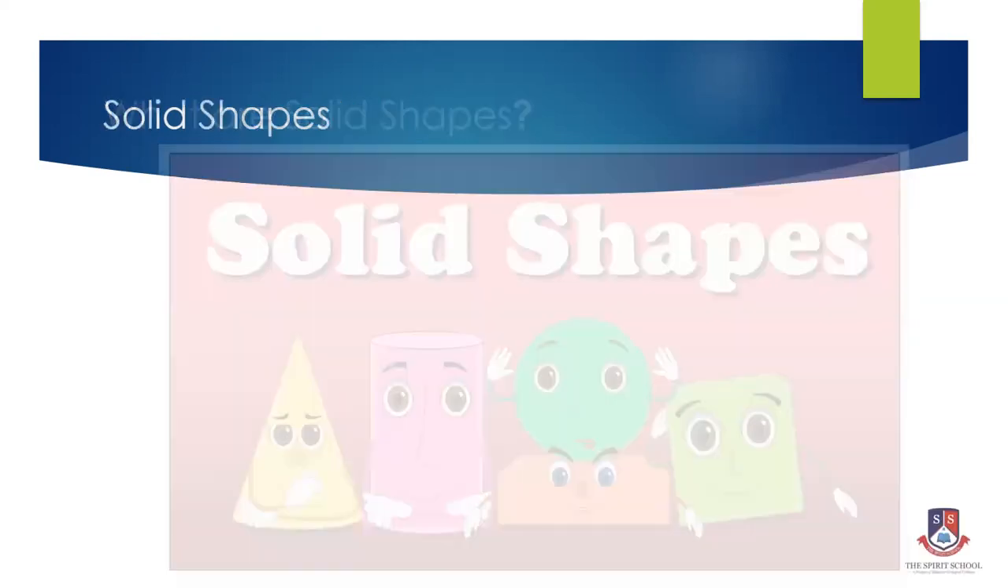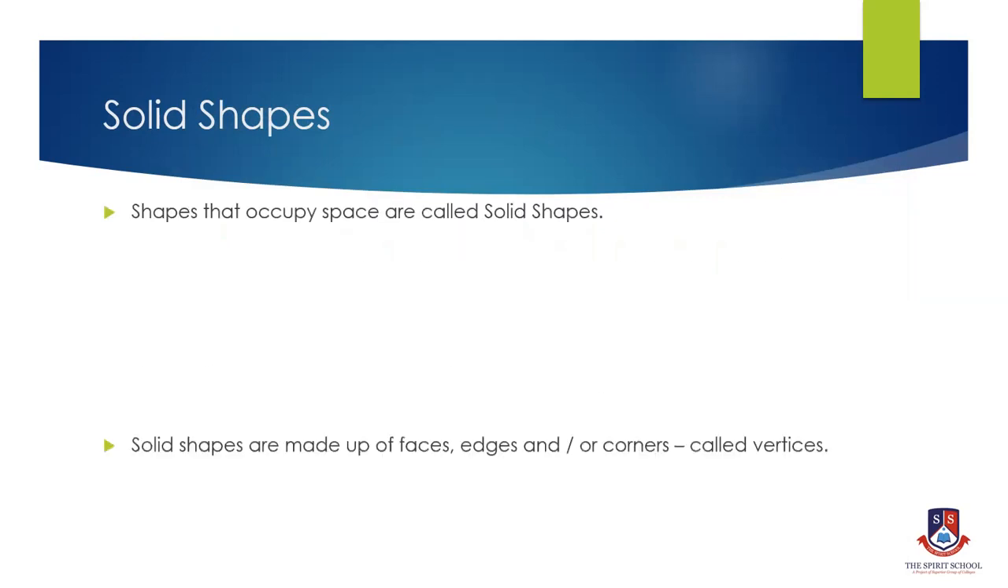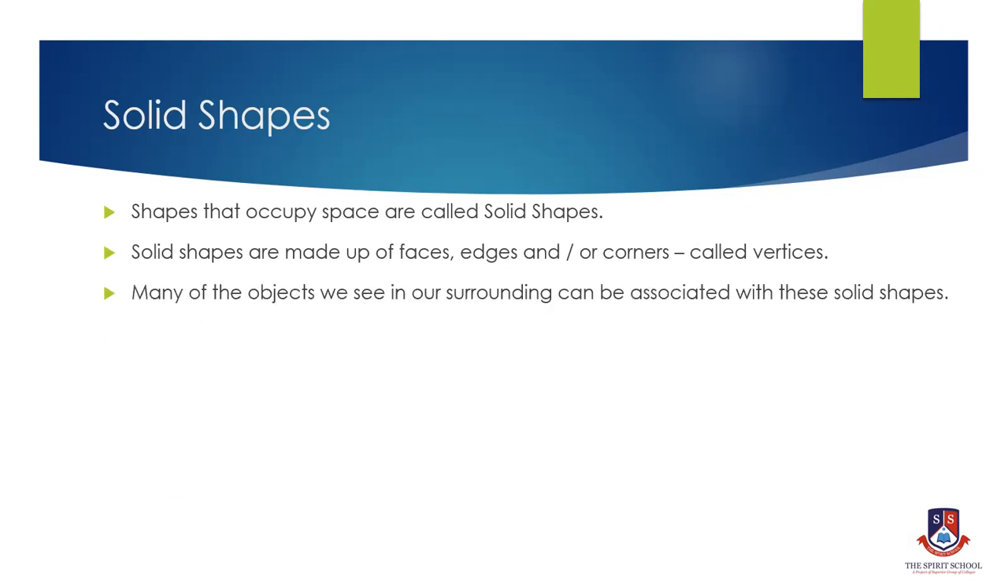Students, you have watched this video. So here we will reinforce the shown concepts one by one. So firstly, let us see what are solid shapes. Basically, the shapes that occupy space are called solid shapes. Solid shapes are made up of faces, edges, and corners called vertices. Many of the objects in our surroundings can be associated with these solid shapes.